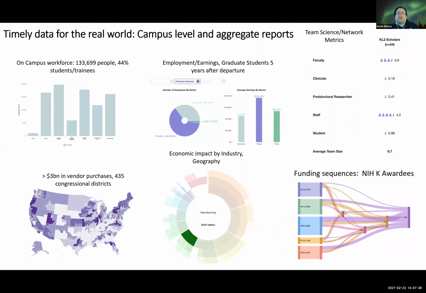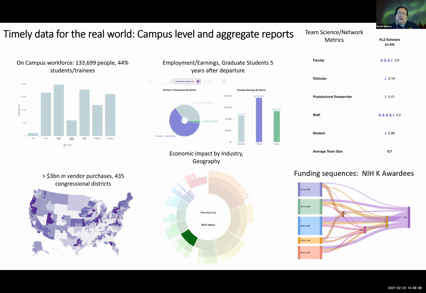This is just a quick visual overview of some of the things that we provide. We provide metrics on the employees, the individuals, the researchers that are conducting this research on America's campuses. We look at their outcomes when they leave, how much they're earning, where they go, things like that. We look at their team compositions. Who are these people that are doing the research? Where do they come from? What are their genders? What are their levels of education, things like that.